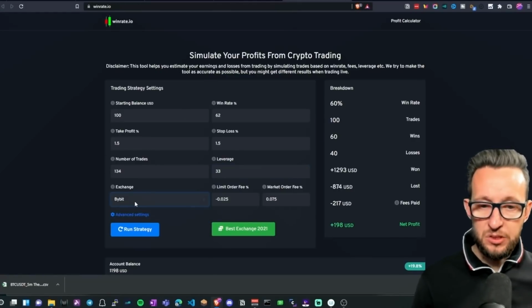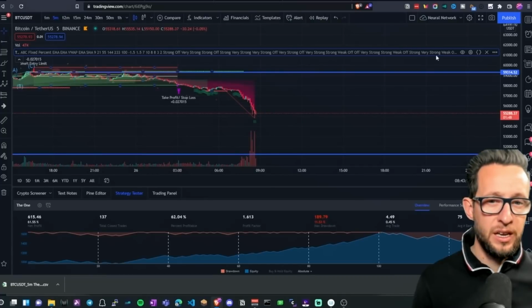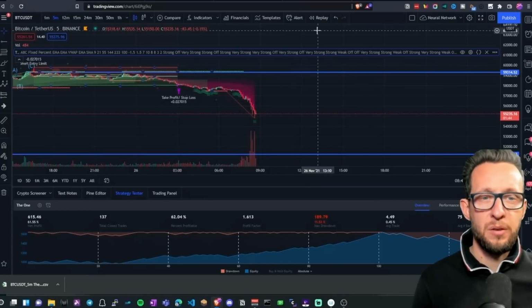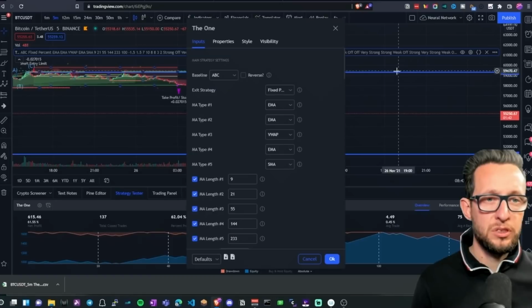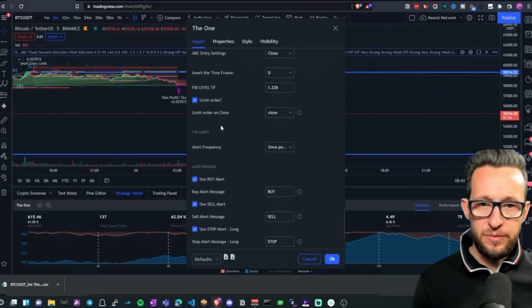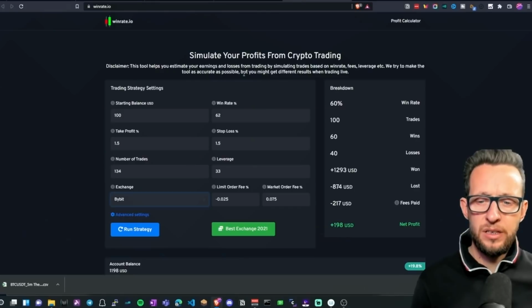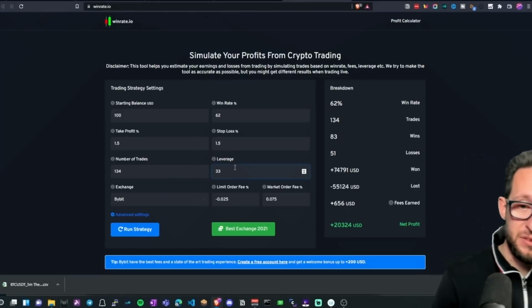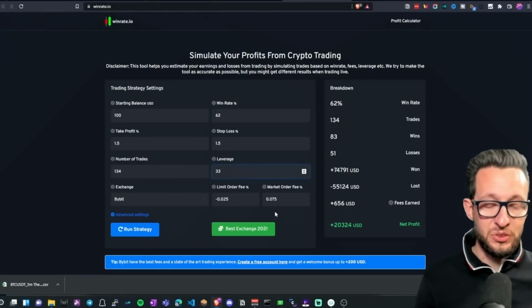Bybit. Because I use Bybit, as we are limit ordering, you can work that out in the actual settings of the indicator. You can work out whether you want to use limit orders or market orders. Now, if you scroll all the way to the bottom here, you can see we're currently on limit orders. Right, let's go. We're going to click run the strategy. And even on 33 leverage, we managed to make $20,000.